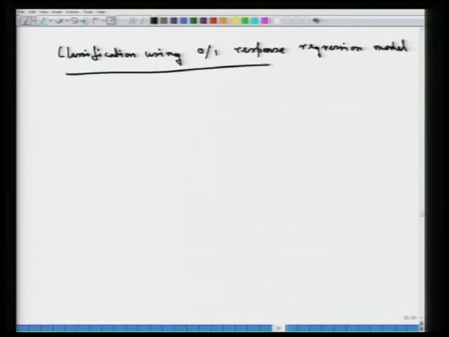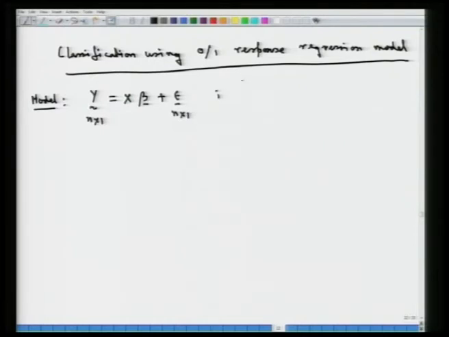This is a very simple and intuitive way of looking at the classification problem. Suppose we represent the regression model as follows. In the standard multiple regression model, y is x beta plus epsilon. Here y is n by 1, and hence epsilon also is n by 1, and we have epsilon t as a sequence of IID with mean 0 and some variance equal to sigma square.